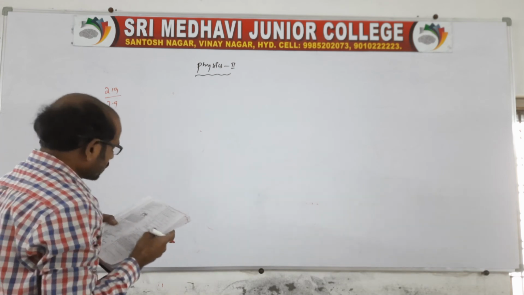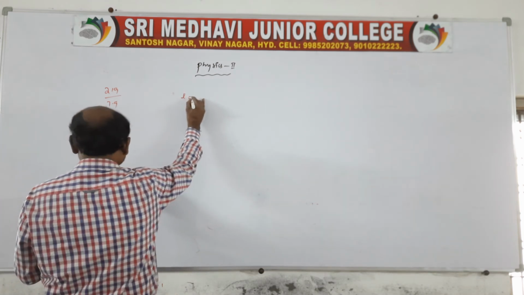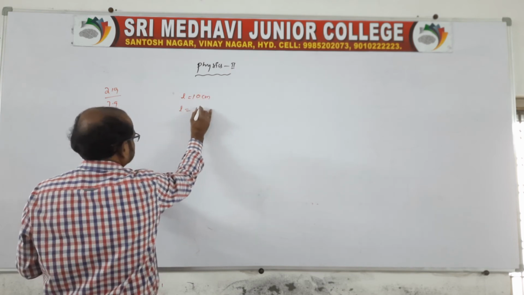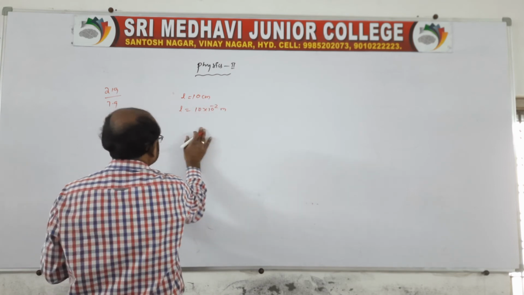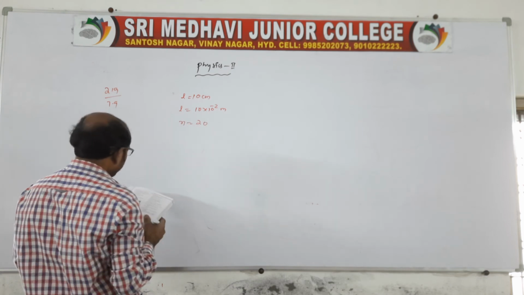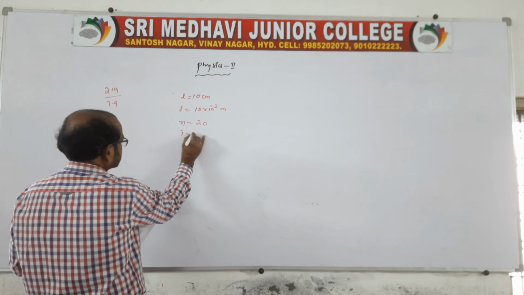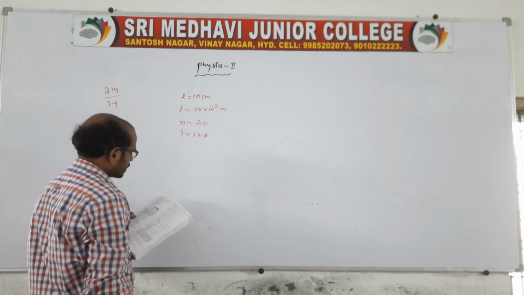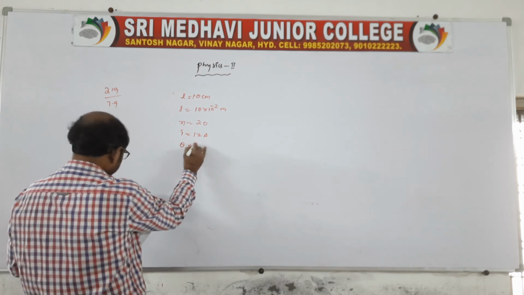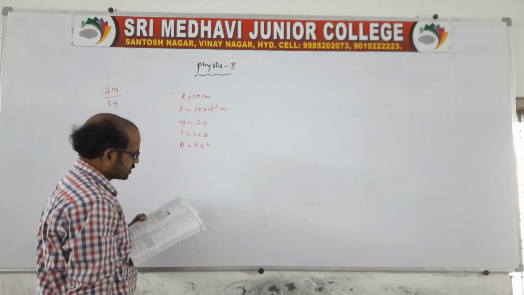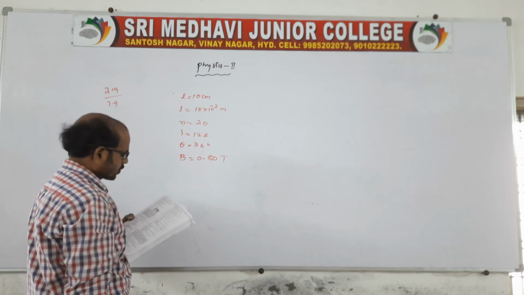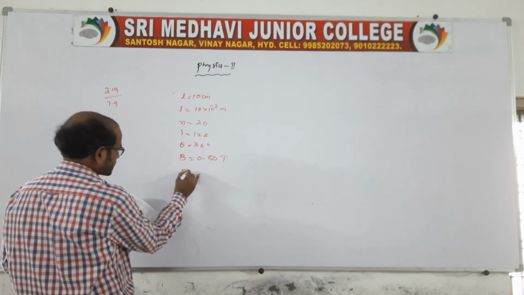Look at it: a square coil of side length 10 centimeter is given. Take it in meters, 10 power minus 2 meter. It consists of 20 turns, so n is given as 20, and carries a current of 12 ampere. The coil is suspended vertically and the normal to the plane of the coil makes an angle of 30 degree to the direction of the horizontal magnetic field, given as 0.80 Tesla. What will be the torque acting? Of course it is asking for torque.